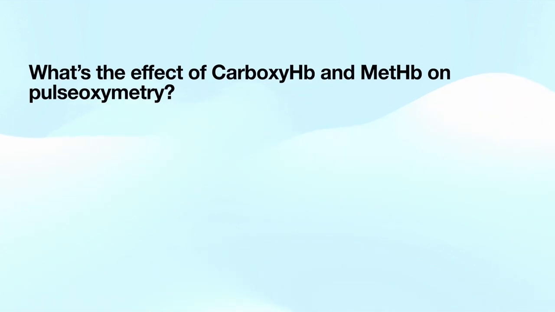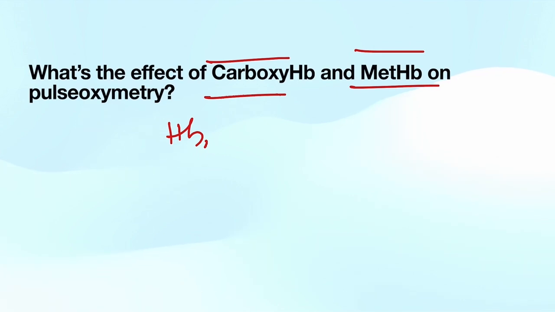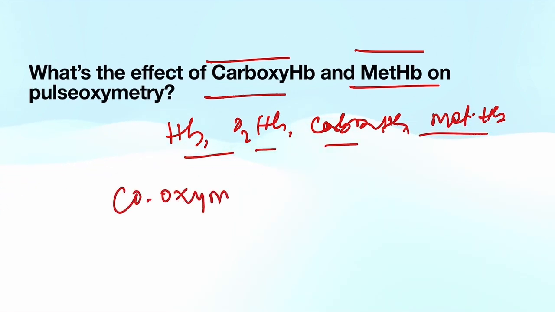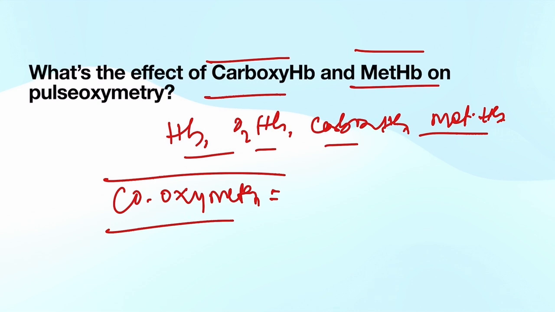Also, what needs to be done? So when you have 4 hemoglobin species like Hb, oxyhemoglobin, carboxyhemoglobin and methemoglobin, you need to have co-oximetry, in which more than 2 wavelengths are used and individual hemoglobin molecule concentrations can be estimated with this principle, right? Simple pulse oximetry does not help here.